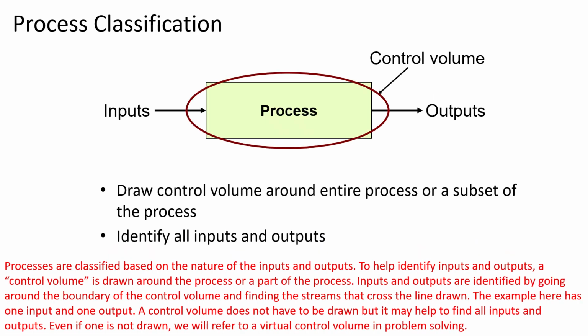Processes are classified based on the nature of the inputs and outputs. To help identify inputs and outputs, a control volume is drawn around the process or a part of the process. Inputs and outputs are identified by going around the boundary of the control volume and finding the streams that cross the line drawn. The example here has one input and one output. A control volume does not have to be drawn, but it may help to find all inputs and outputs. Even if one is not drawn, we will refer to a virtual control volume in problem solving.